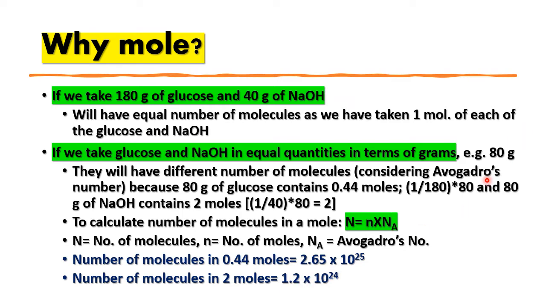Although you have taken equal grams of both, you have taken 80 grams of glucose containing this number of molecules, and 80 gram of sodium hydroxide containing this number of molecules. These are very much different. So if you want to take an equal number of molecules, you have to take in terms of mole, not in terms of gram.